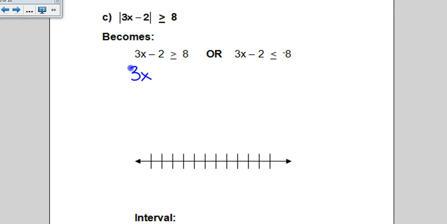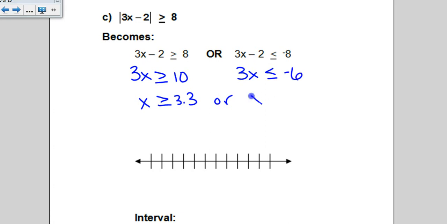So 3x, we're going to add the 2, and then divide by 3. Now, this is a case where I would probably prefer a decimal just because I have to graph it. So I'm going to round that to x is greater than or equal to 3.3. For my next problem, I'm going to add the 2, and then divide by 3. I get x is less than or equal to -2. So again, I'm going to kind of fudge it.